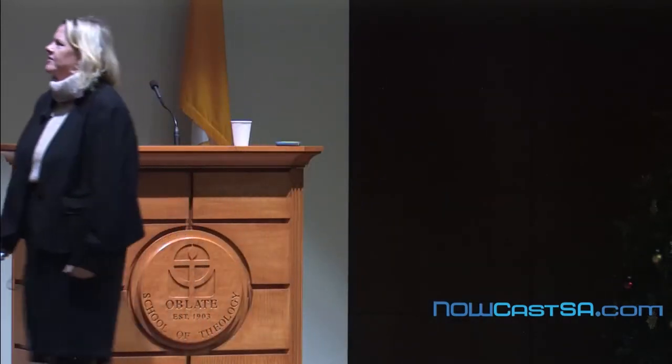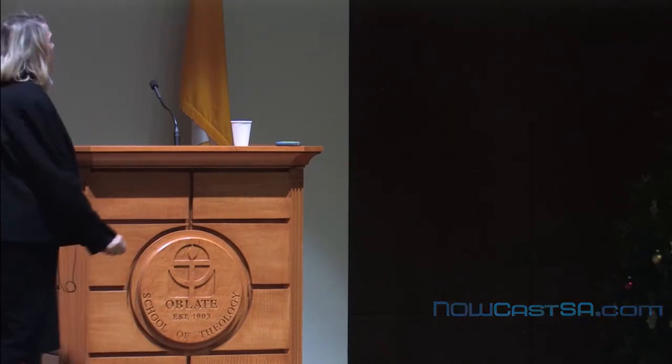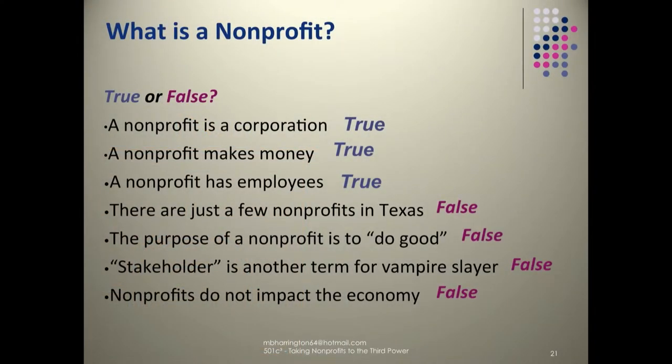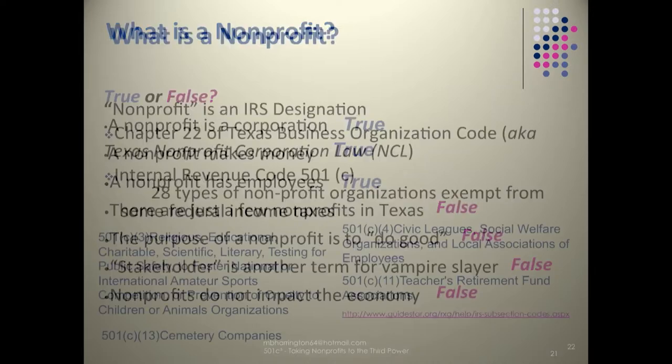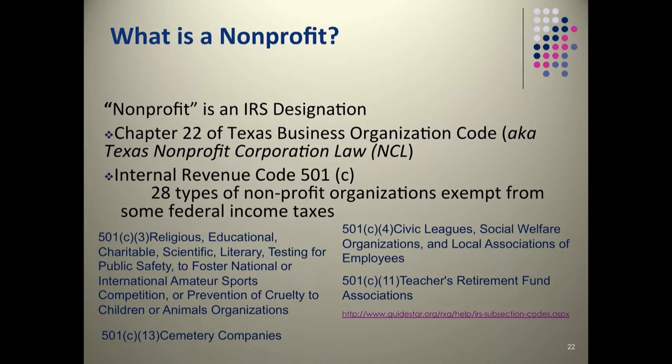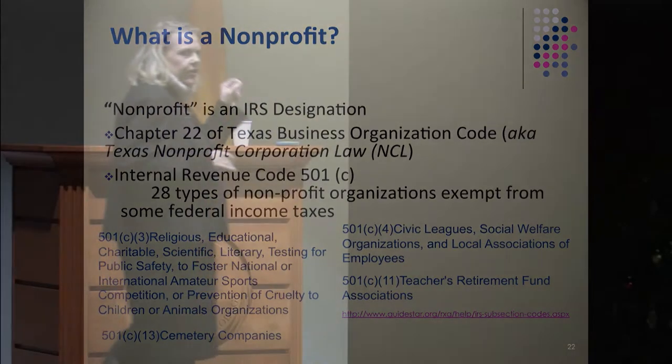False. Yeah, false. And we'll certainly be talking a lot about that. So, what is a nonprofit? Well, nonprofit is an IRS designation. And if you really want to understand the rules for running a nonprofit as a business in Texas, you could read Chapter 22 of the Texas Business Organization Code. I also suggest that it's a great cure for insomnia. So that's basically the rules of running your business in Texas, okay?